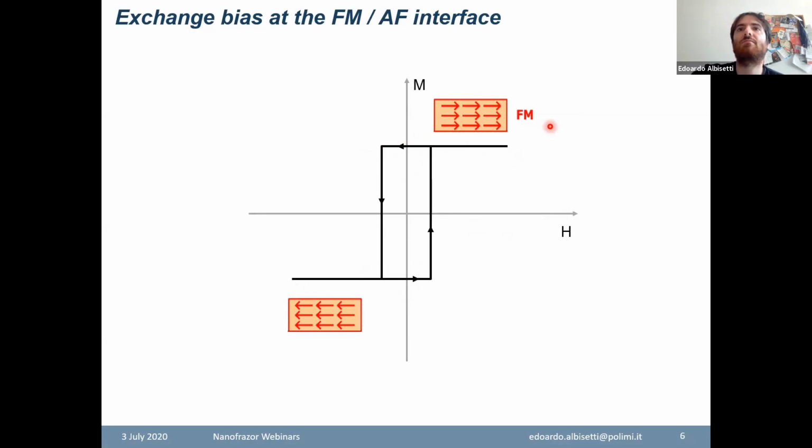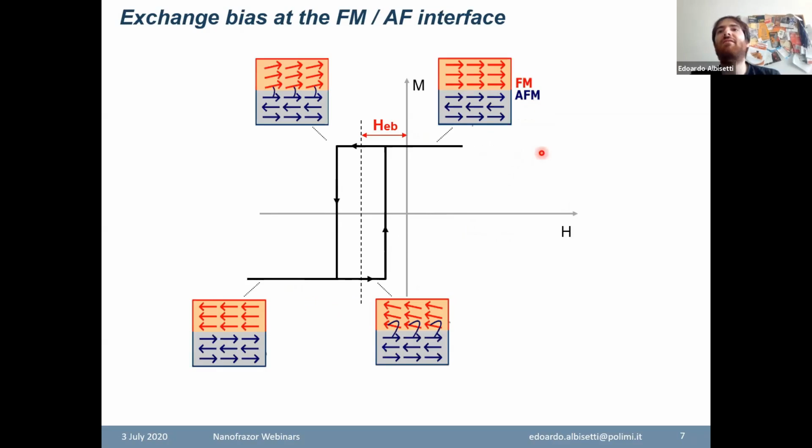But then if you put an antiferromagnetic material underneath the ferromagnetic layer, then you shift the hysteresis loop, due to this exchange bias effect that happens at the interface. So you end up having, at zero external field, only one possible state in the ferromagnetic material, which phenomenologically means that you're pinning the magnetization in one direction with respect to the external field.